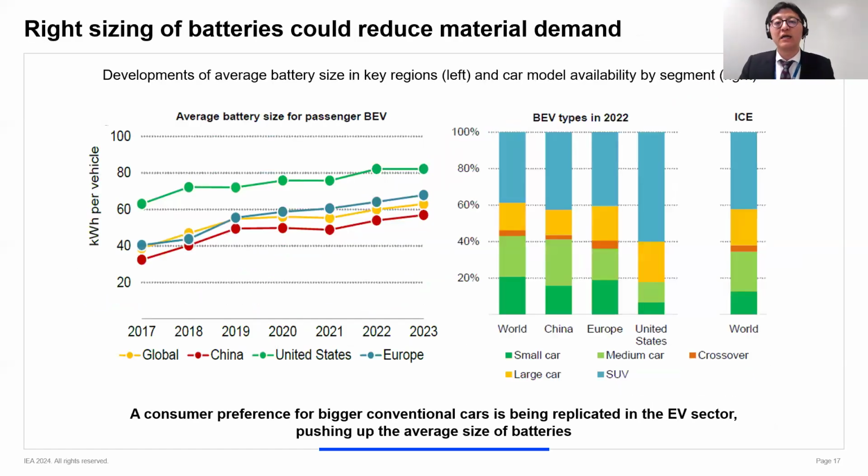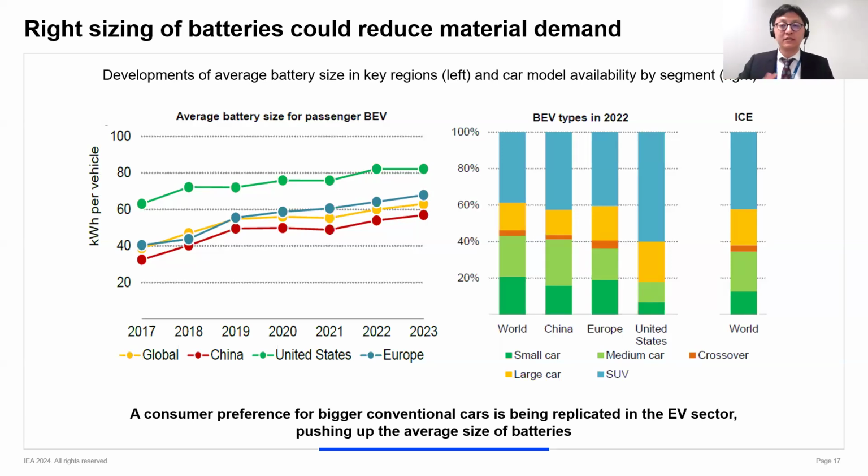In addition to recycling, another aspect is behavioral change, and battery size is one of the most prominent examples. In conventional petroleum cars, people preferred large vehicles such as SUVs, and we are seeing that trend replicated in the EV sector. We track the average battery size for passenger EVs, and across all regions, global, China, US, and Europe, the average size of batteries has kept increasing until today. And this adds a lot of pressure on future material requirements in our projections.